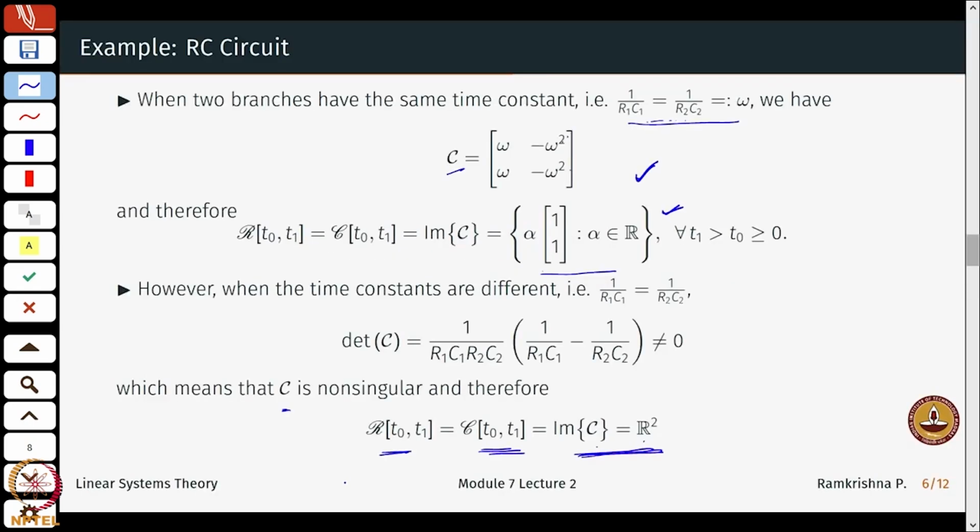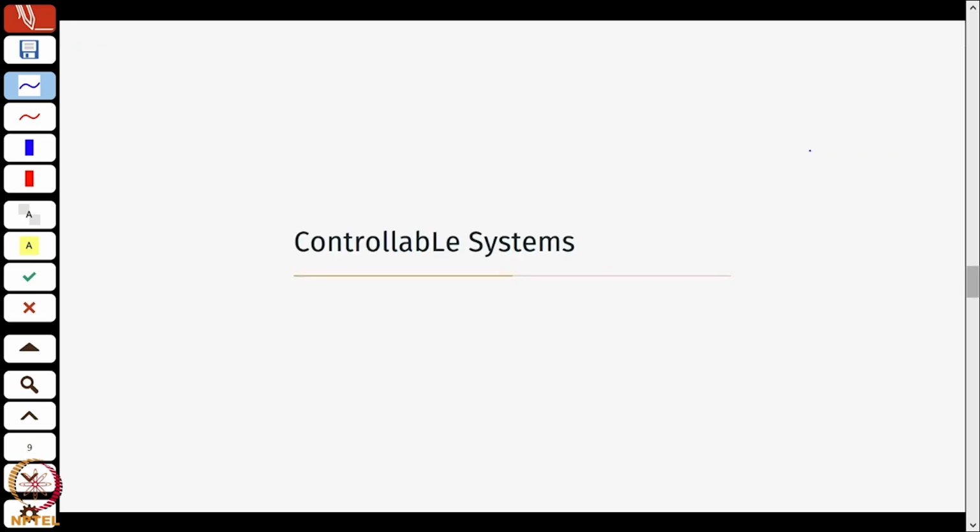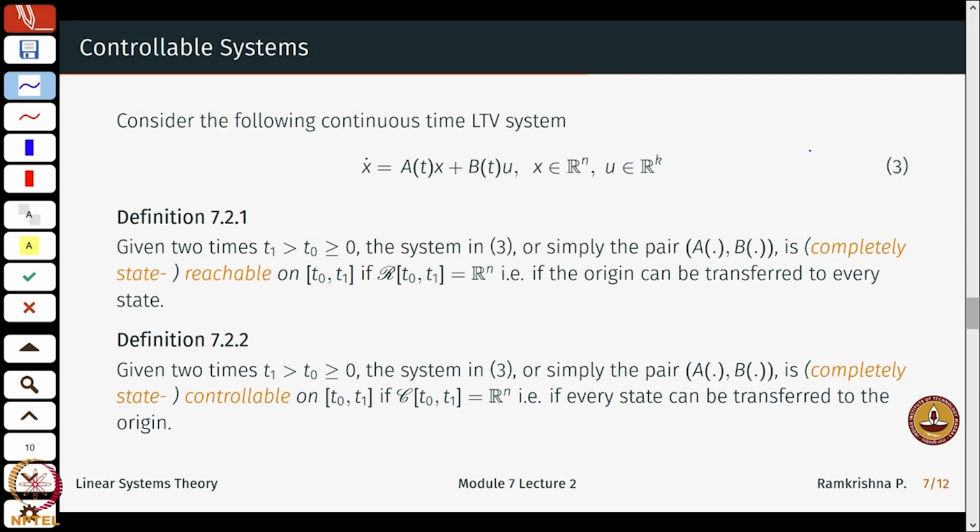Okay. So, what does this now have to do with, say for example, this quantity here, where the image of C was only equal to R? What does this have to do with controllable systems? Now, let us formally define the notion of controllability. Again, I start with a LTV system.